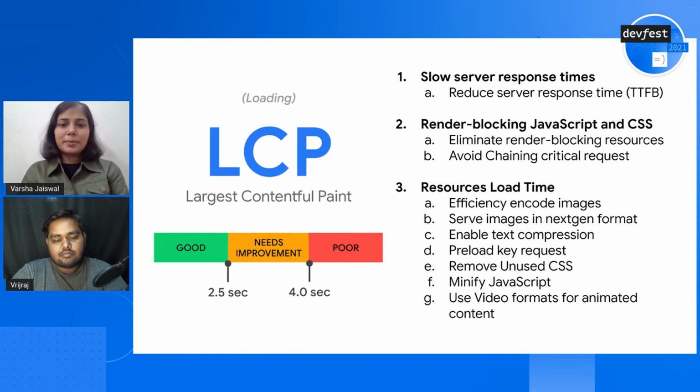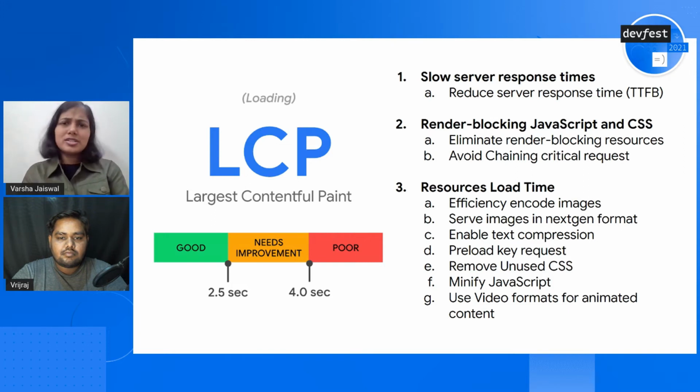For LCP, you can eliminate render-blocking resources, or you can improve the server response time. Let's say you are loading an image and that image is uploaded on a server, you need to improve how much time it takes to get that image from the server and get it loaded on the user's screen. You can also use the preload key and all those things. You can enable text compression.